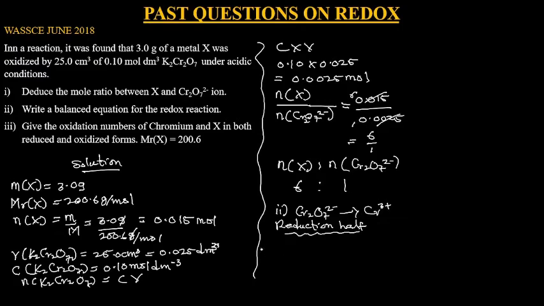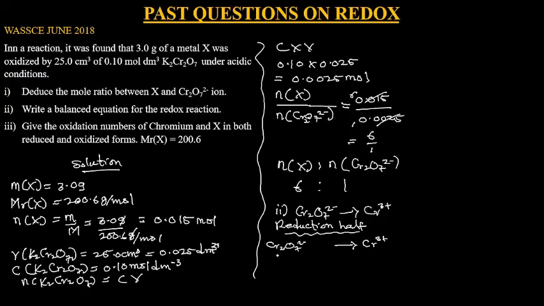So for the reduction half, we will have to balance this Cr2O7 2- which is giving us chromium 3+. Again, if you don't know how to balance redox equations, check the description on this video and follow the link to watch our video on balancing redox equations.